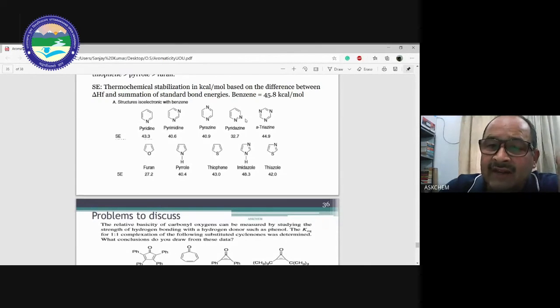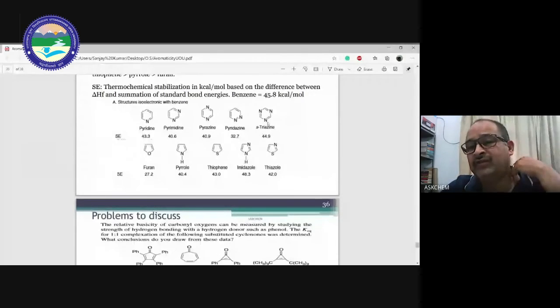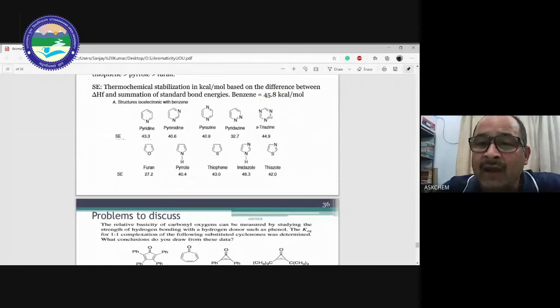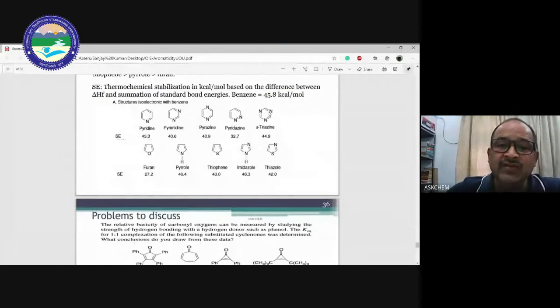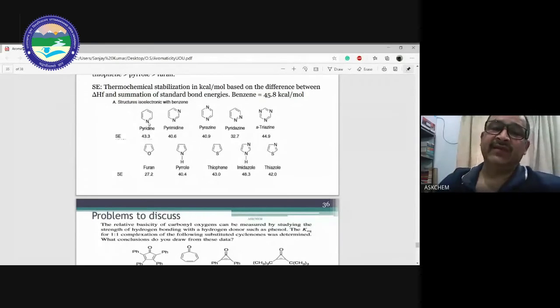In this pyridazine, at least one is azomethine, and in this triazine, all nitrogens are azomethine units. So this is the order of stability, the structure isoelectronic with benzene, because nitrogen is equivalent to CH: C plus H is 6 plus 1, which is 7, and nitrogen is 7. That's why this is isoelectronic.